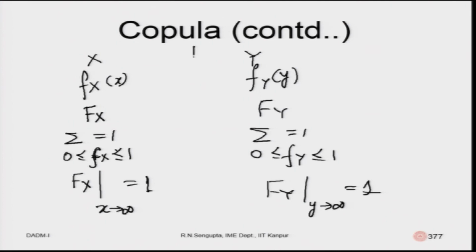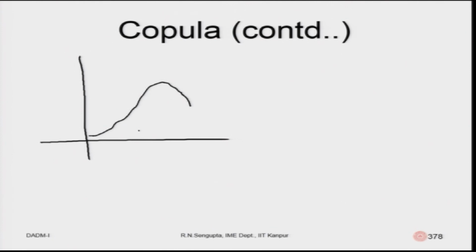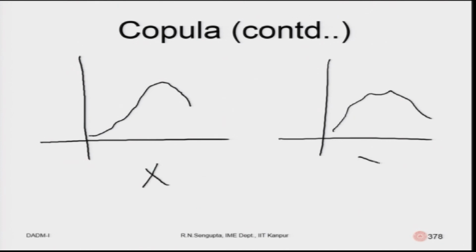Now, if this is true, we will try to bring a one-to-one correspondence here. What we do is like this. Let me draw the PDF of x, and consider whatever this is for y. So, this is x, this is y. Now, consider the CDF function. So, obviously, the CDF function would be between 0 and 1.